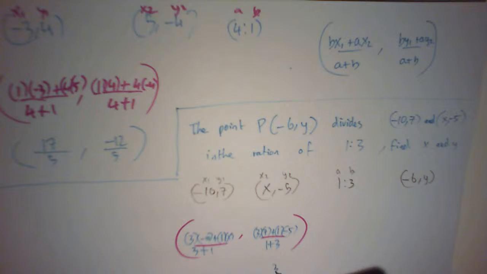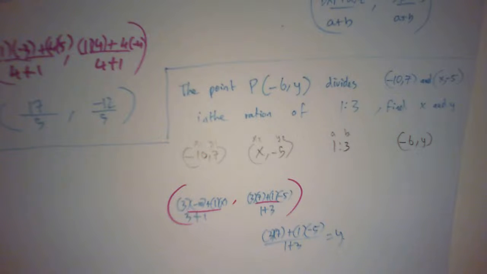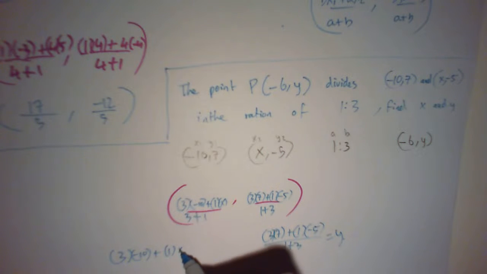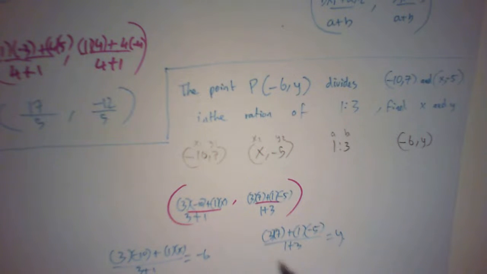Okay, 3 times 7 plus 1 times minus 5 over 1 plus 3 should be equal to the y coordinate. Okay, does everyone see that? And then on the other side of it, 3 times minus 10 plus 1 times x over 3 plus 1 should be equal to minus 6. So let's solve this one first of all because it looks a bit easier.